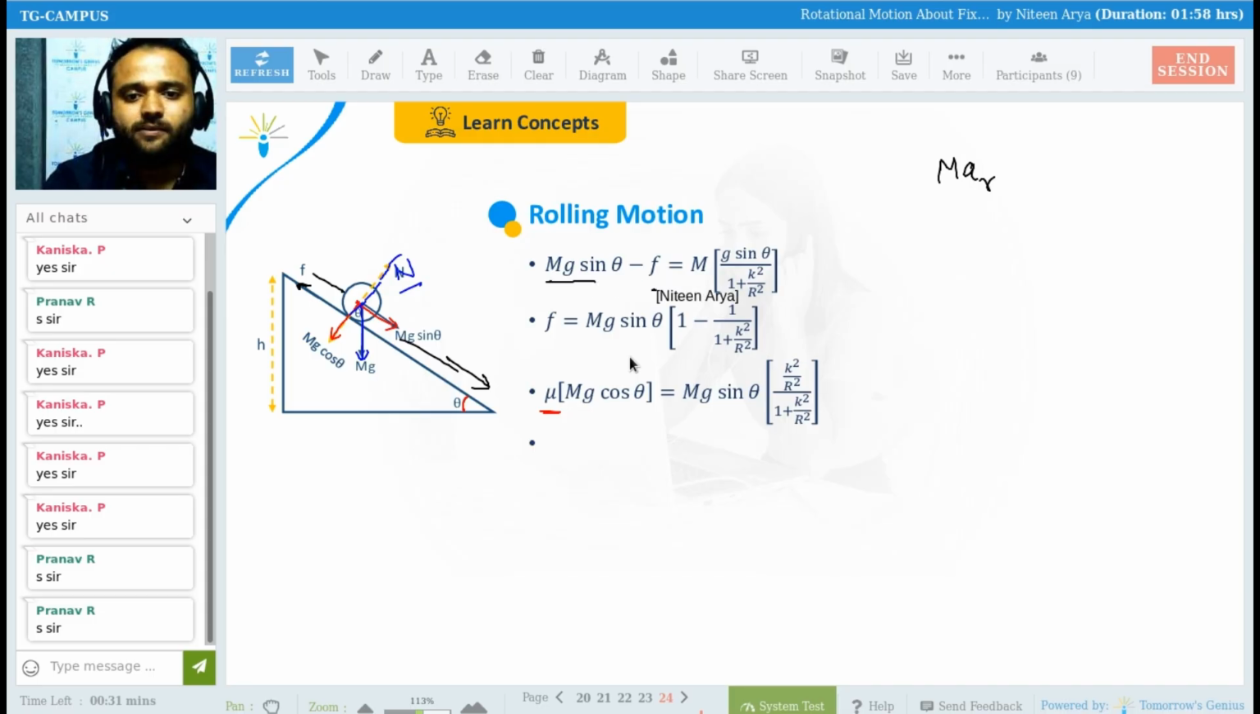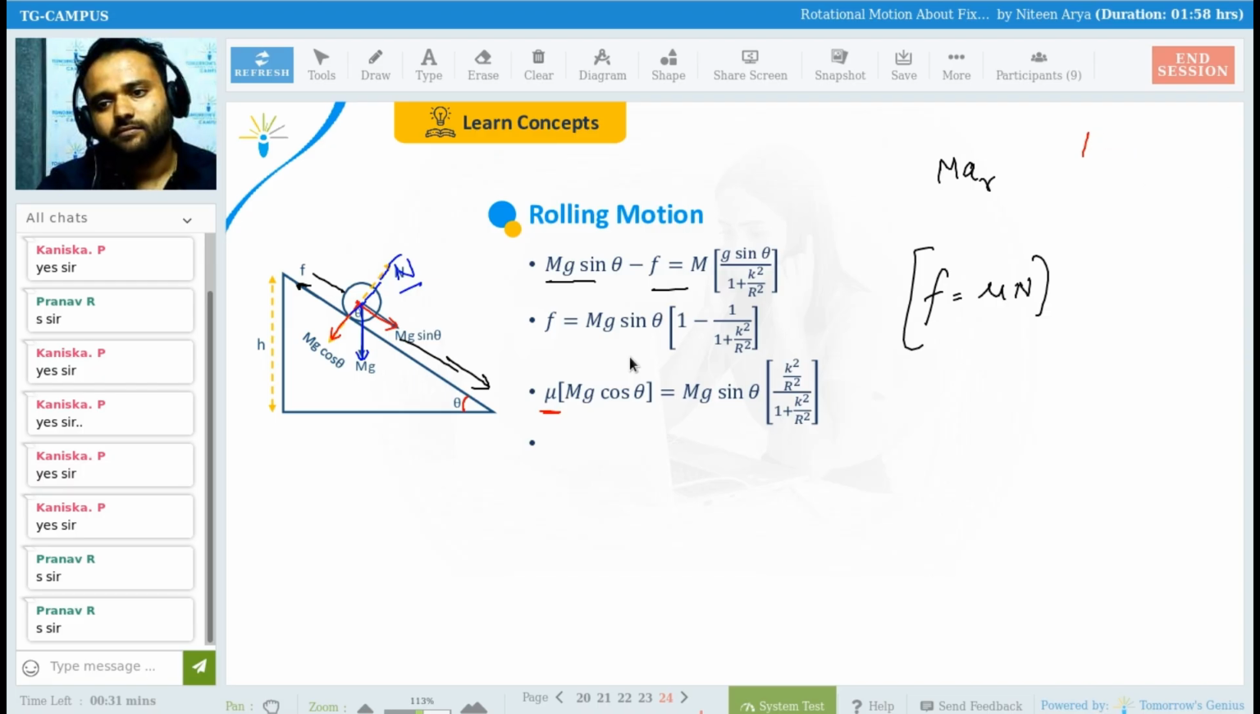So that is mg sine theta minus friction force equals ma. We know F, the frictional force, is mu N. Clear, everyone? And from this diagram we can see that N is what? mg cos theta. N is mg cos theta.